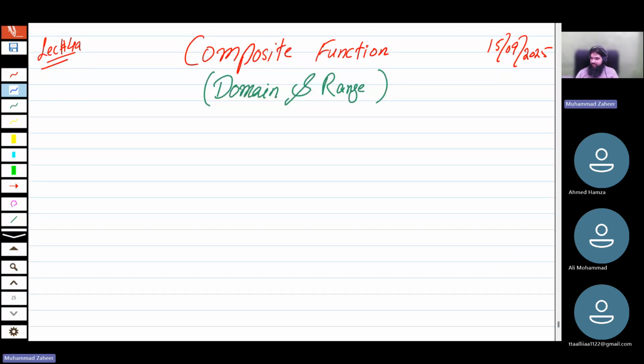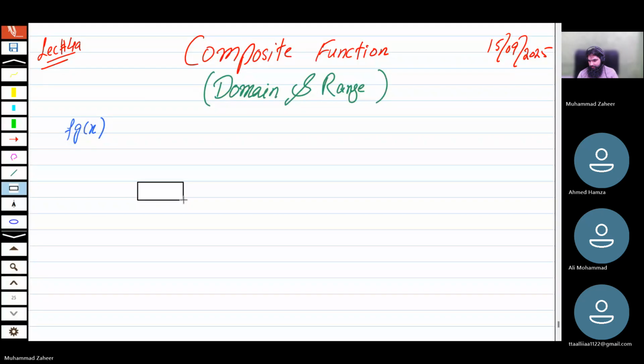For example, if we are talking about f of g of x, and we are going to show it in a graph, it is going to look like you have the g function, and you have the f function. We have to show it with a graph: the input, then the output, and it will be the input.